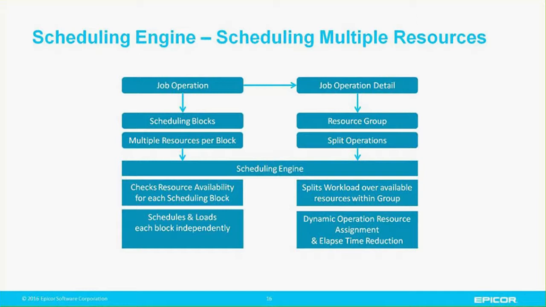The second way is through the use of operation splitting defined against a resource group. This is used when the resource group is the sole resource specified in the scheduling block. The scheduling engine automatically splits the production quantity of an operation across the number of resources in the group and then schedules each split independently. This has the effect of spreading the work associated with an operation over the resources and reduces the elapsed time of the operation in the schedule.